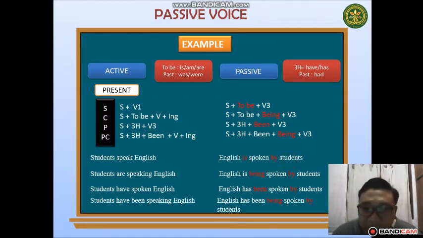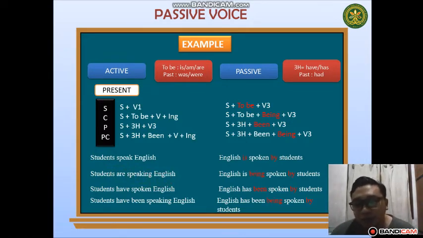But in the formula in English, especially for present tense, you have to put to be and also by. So the sentence will be English is spoken by students. If the continuous one, students are speaking English. So the subject plus to be plus verb ing. And here is students are speaking English.